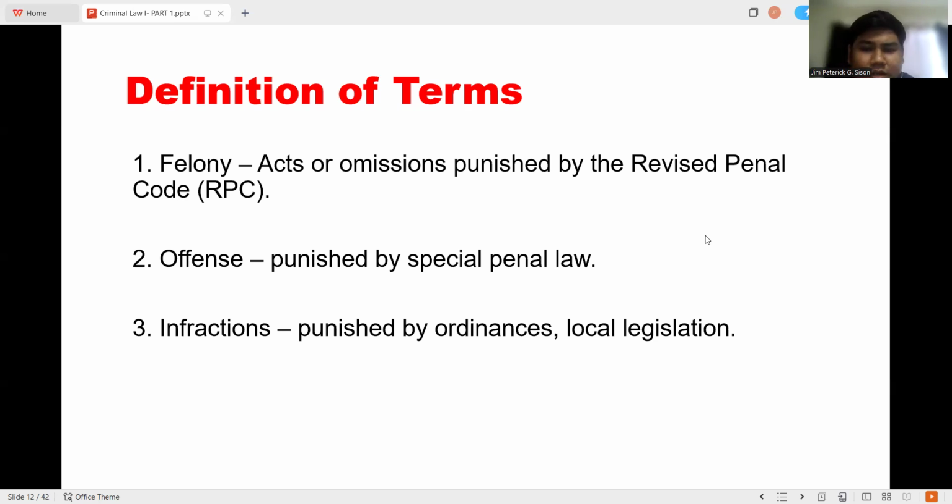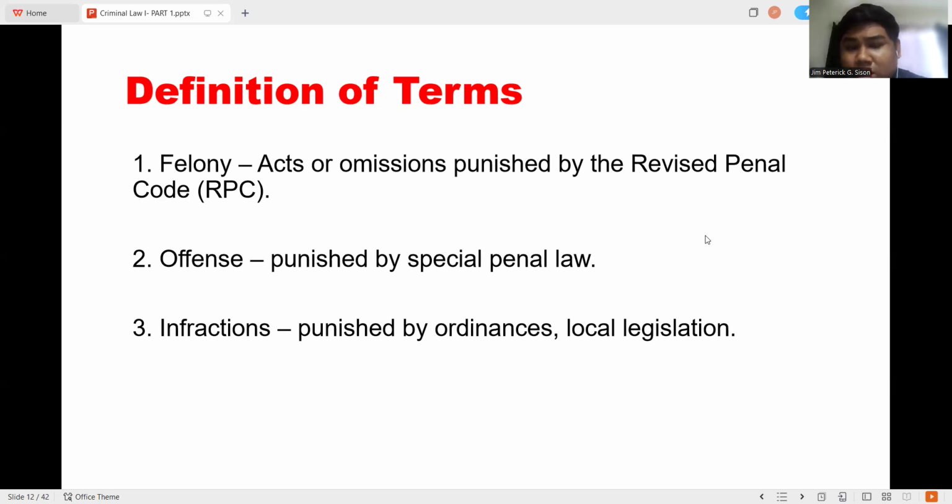Okay? So question, what's the difference between a special law and a special penal law? Okay? So a special penal law defines crimes and provides for their punishment, while a special law does not define crimes but provides punishment. One good example of a special law is Republic Act 6975, or the DILG Act of 1990, because it does not define crimes but provides punishment.